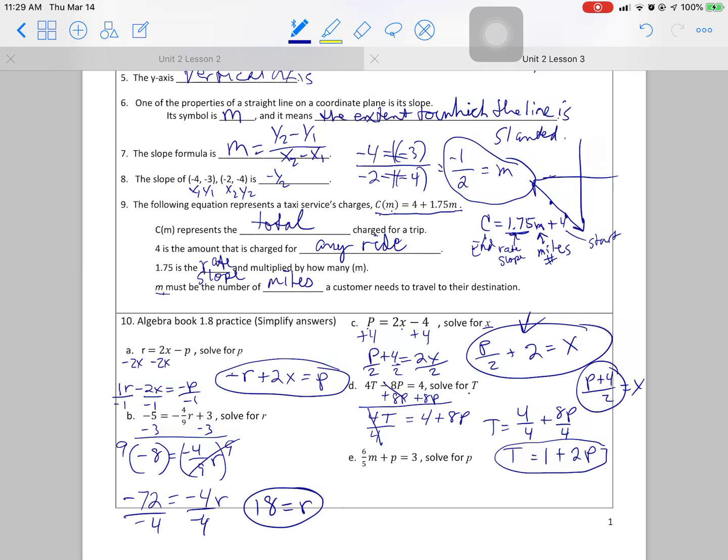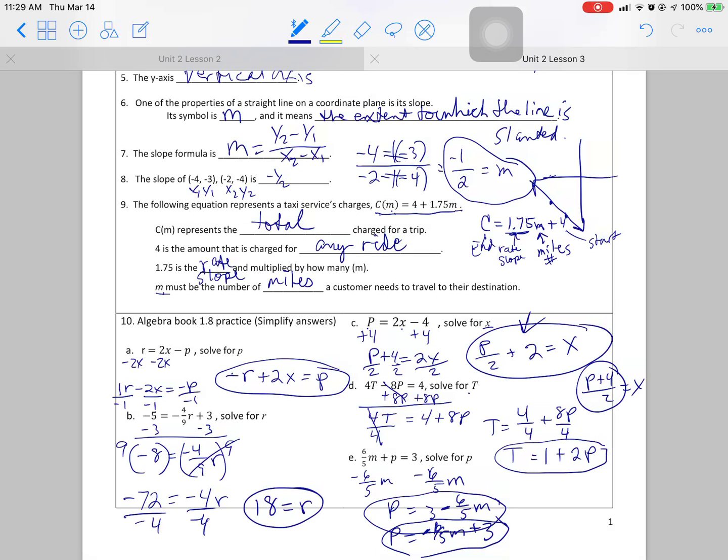Solve for p. Let's see, solve for p. That means I need to move this thing over there. I don't know. I probably should clear the fraction first, but let me see what happens if I just do this. This is p equals 3 minus 6/5 m. You know what? That's fine. There's nothing wrong with that. In fact, if you notice, this could be a rate, a -6/5 m, like times number of miles, plus 3. So that's another accepted one.